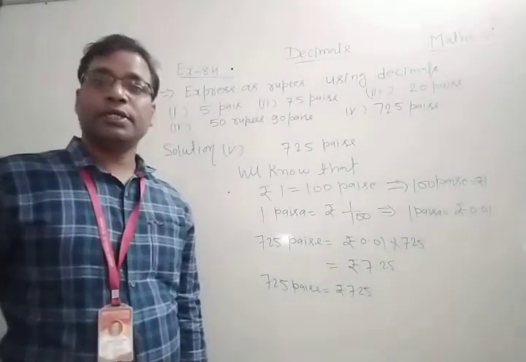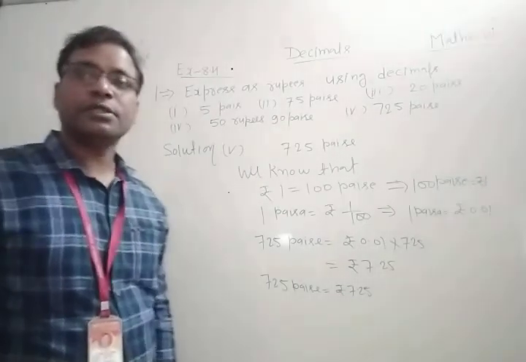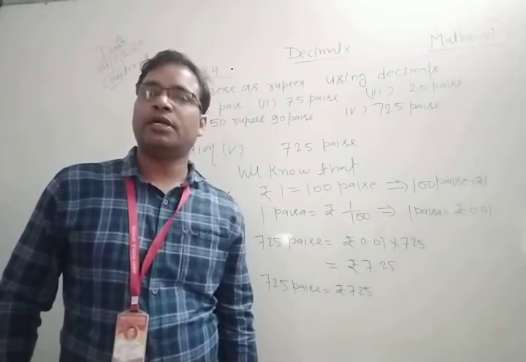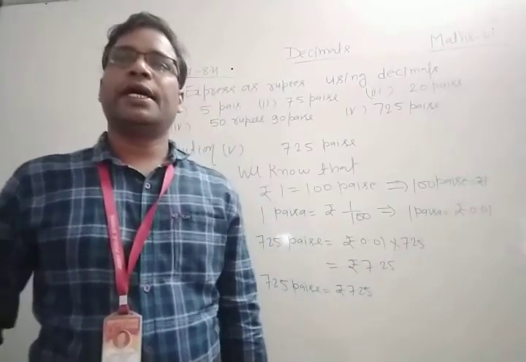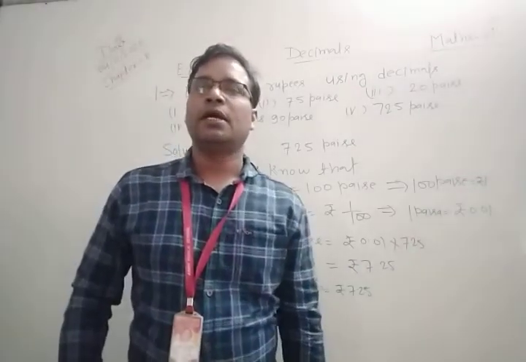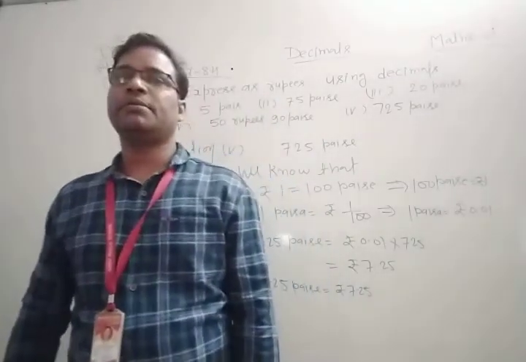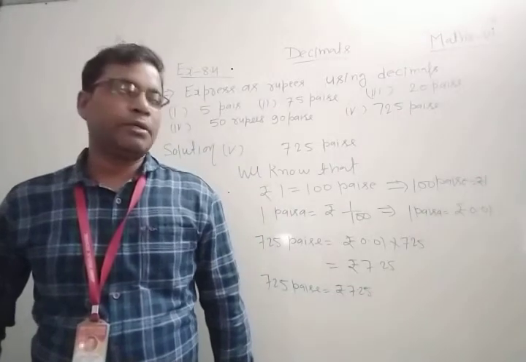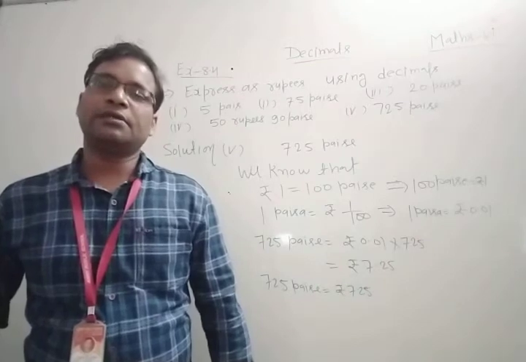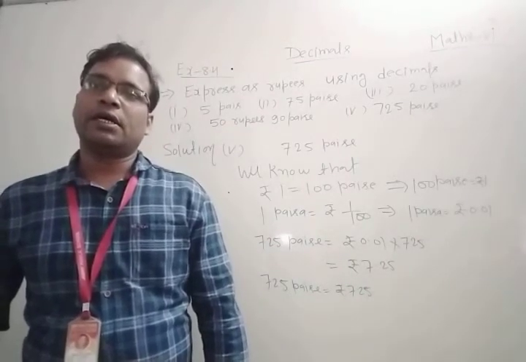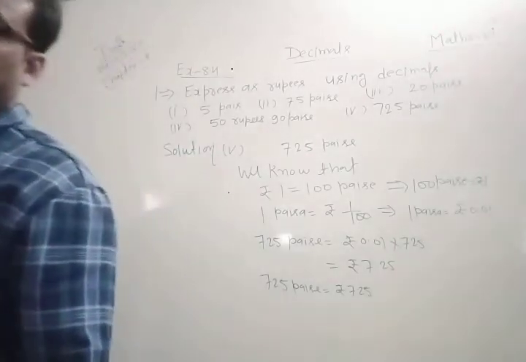as rupees using decimal. Okay, now we are going to discuss the next questions of this exercise 8.4. Question number 2: express as meters using decimal. Given here are 15 centimeters, 6 centimeters, 2 meters 45 centimeters, 9 meters 7 centimeters and 419 centimeters. So let's see how we express centimeters in meters using decimal.